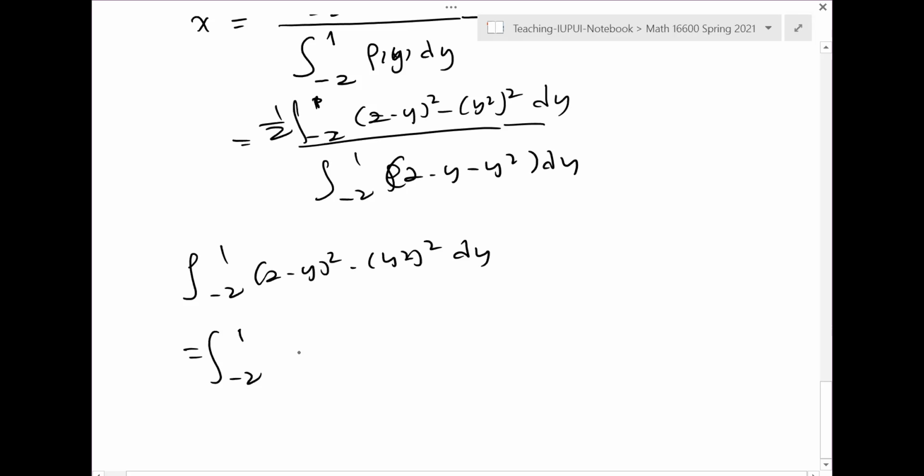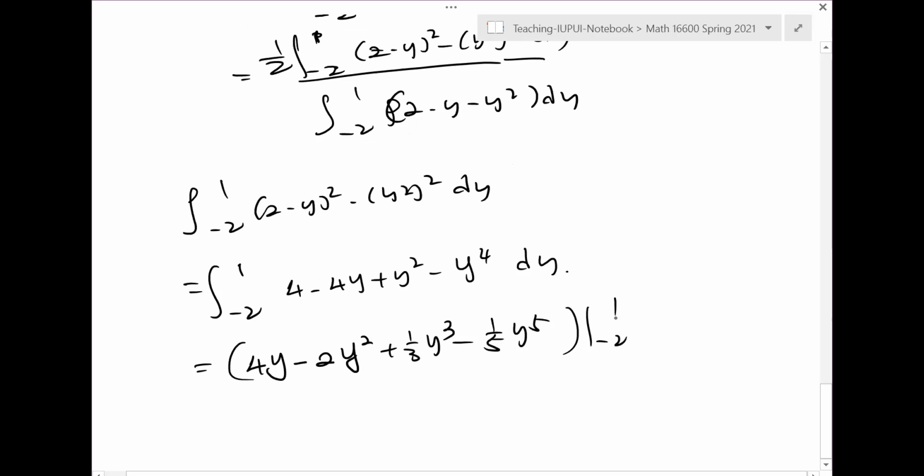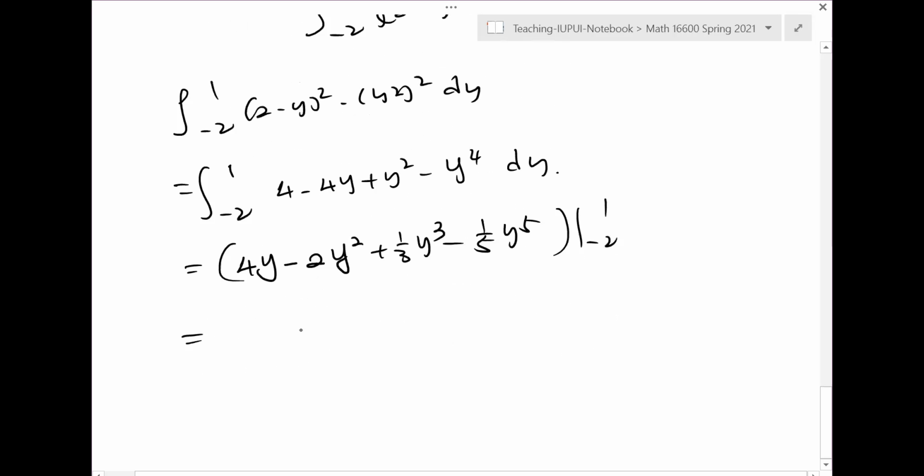So before, minus 4y minus y squared minus y to the fourth power. There are many terms here. Unfortunately, it's 2y minus 2y squared plus 1/3 y cubed minus 1/5 y to the fifth, and we evaluate at the two endpoints. All right, so you get 4 minus 2 plus 1/3 minus 1/5. That's the first part. For the second part, you have to put a negative sign.